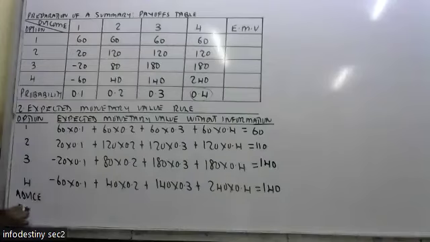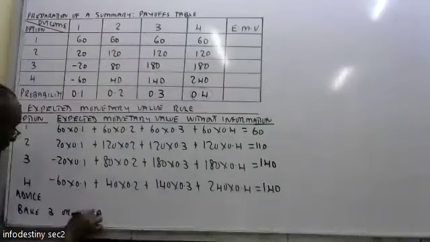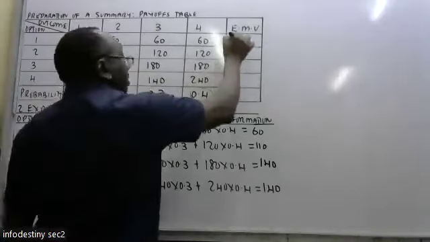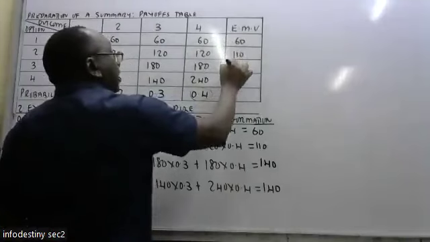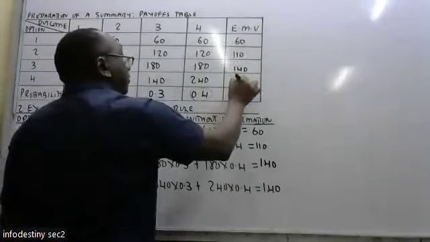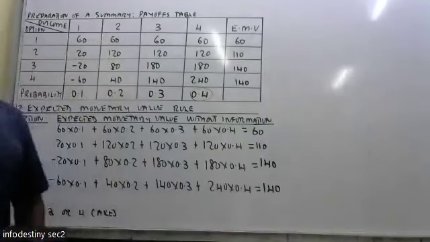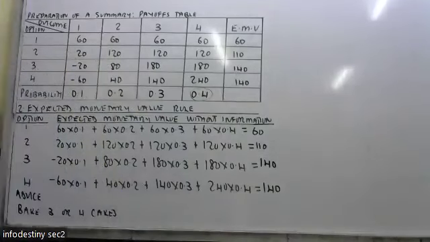you bake 3 or 4 cakes. Then come here and write 60, write 110, 140, 140. You bake 3 or 4 cakes.